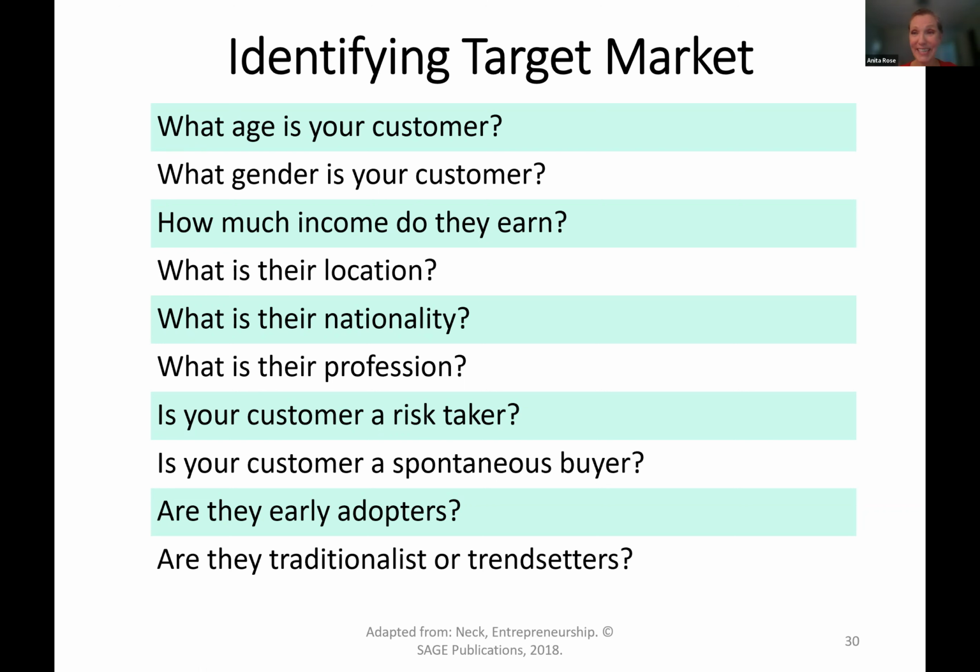Early adopters, as opposed to the Y segment with Simon Sinek, as to are they the early adopters or are they the laggers, right? So that's important to know so you can position your product or service. Traditionalists, trendsetters, whatever it may be. These are some items that you can consider as well.